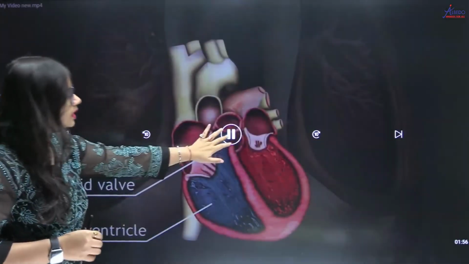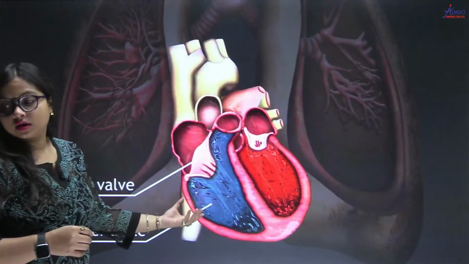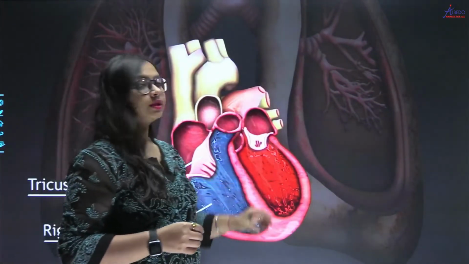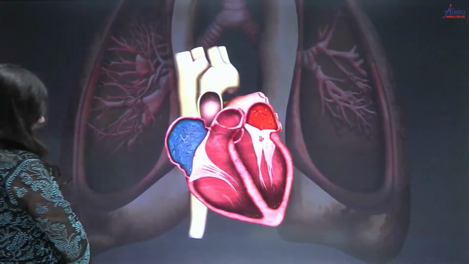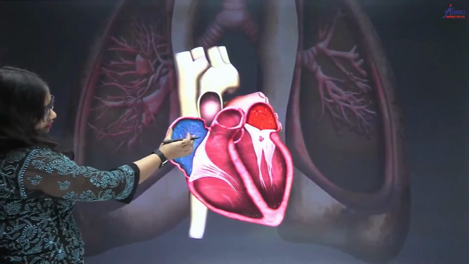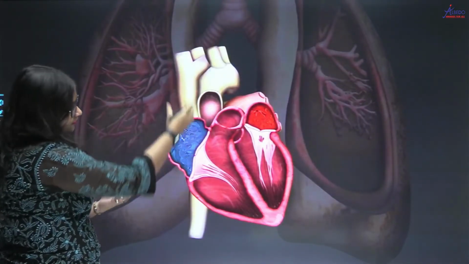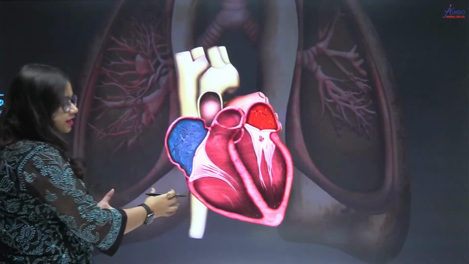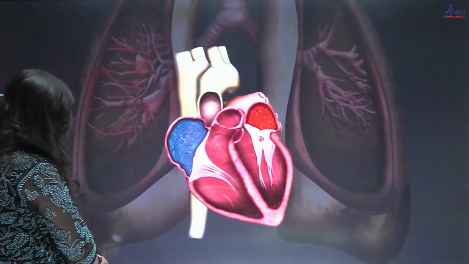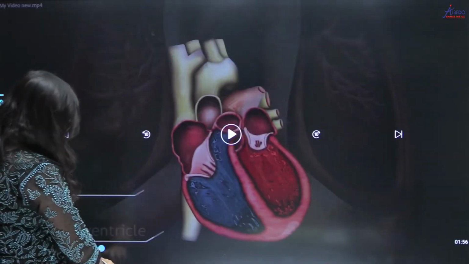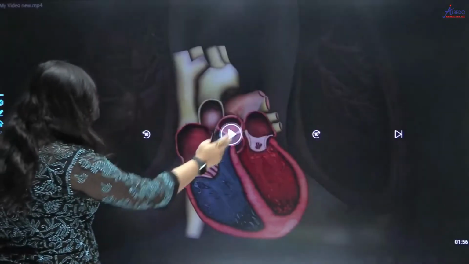See, what happened is, here blue is showing the deoxygenated blood and red is showing the oxygenated blood. So here it was shown that deoxygenated blood is being received by the right atrium from the superior and inferior vena cava, and now this is being pushed into the right ventricle. Okay, now this is being pushed into the right ventricle.